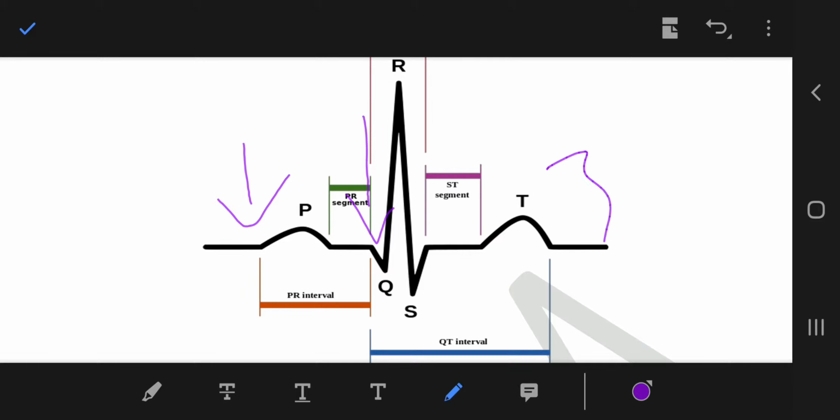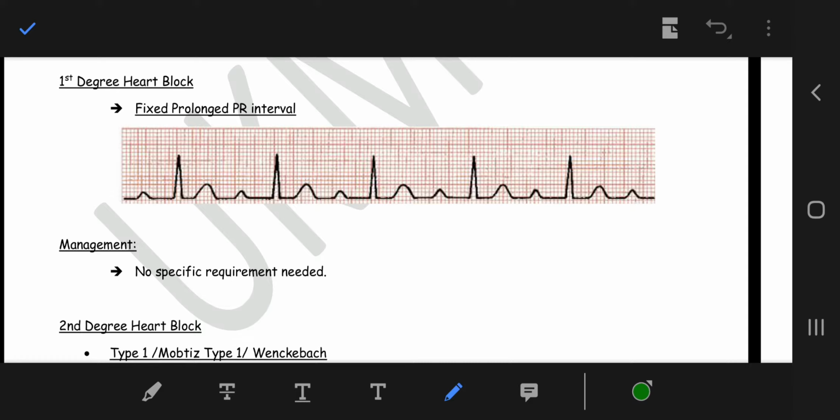The duration is 3 to 5 small squares. So if the PR interval is more than 5 small squares, then that's a problem, and this will mean that there is a prolonged PR interval. We have here first degree heart block. We can see here that in this ECG strip the PR interval is prolonged.